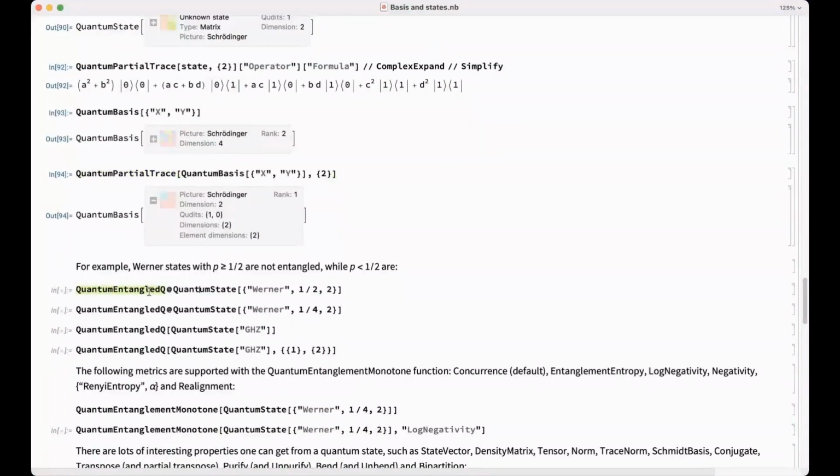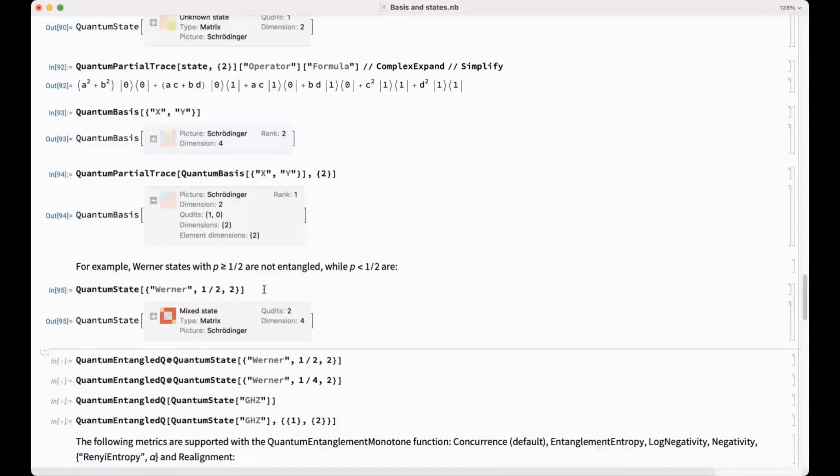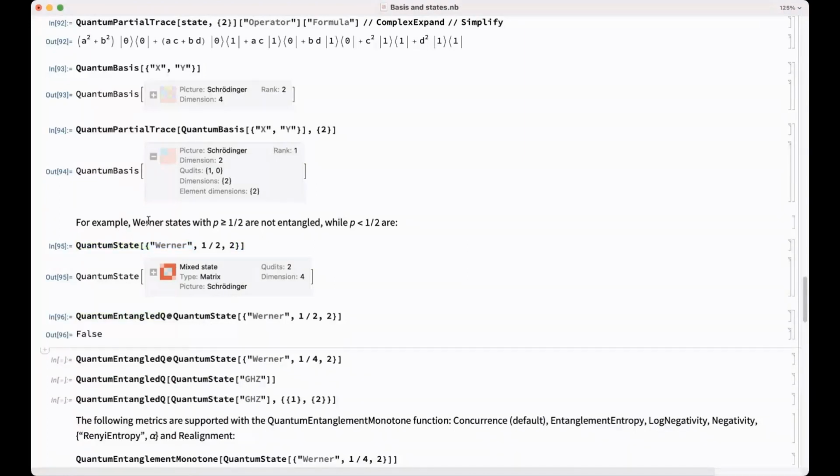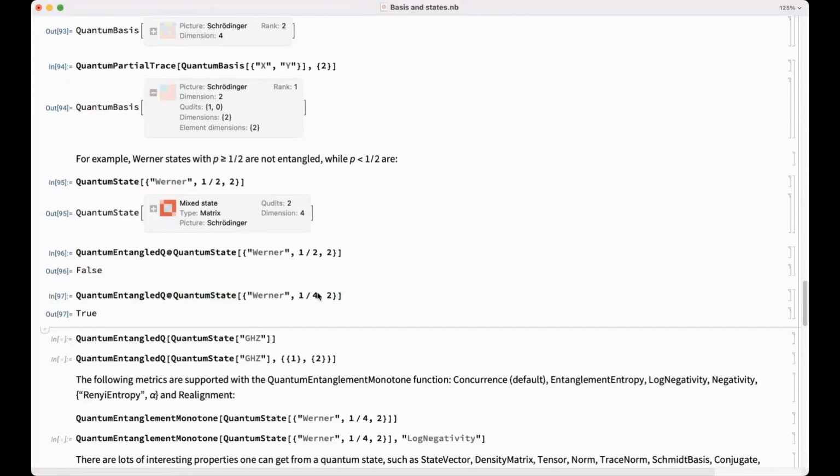Next, we can test for entanglement. So usually when you create a state of more than one system, so more than one qubit, right? For example, you can create a mixed state for two qubits in whatever way you like. For example, this is a named Werner state, which creates a mixed state of two qubits. You can ask whether it's entangled or not. And for this particular named state, the Werner state, there's a property that if your probability here is more than half, then it's not entangled. But as soon as you lower it below that, now it becomes entangled.